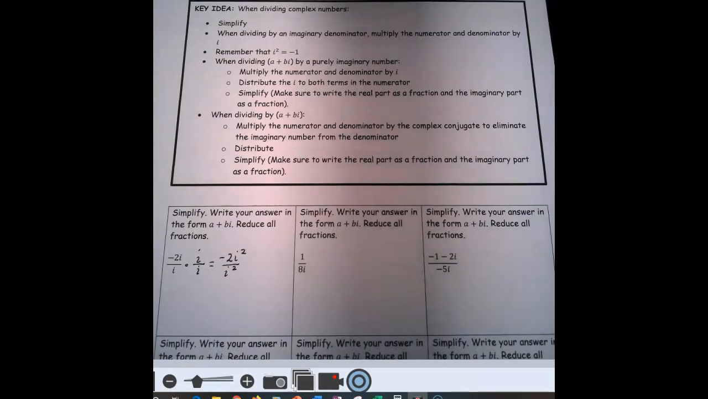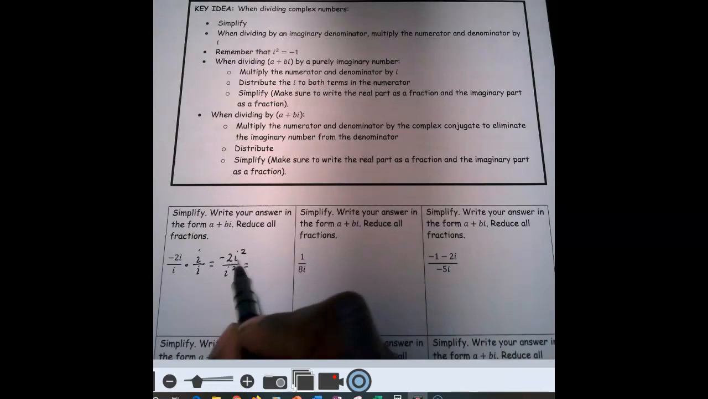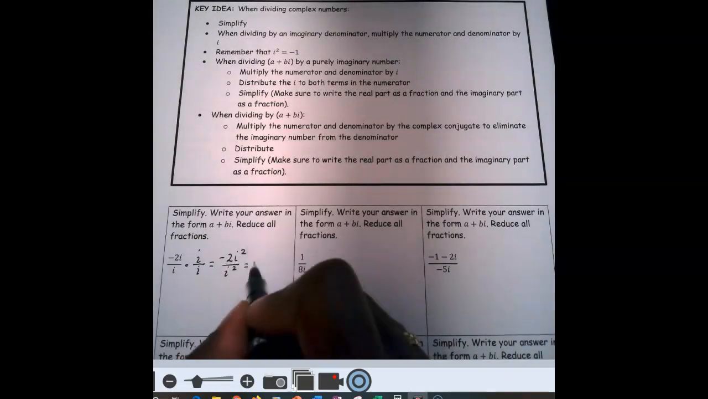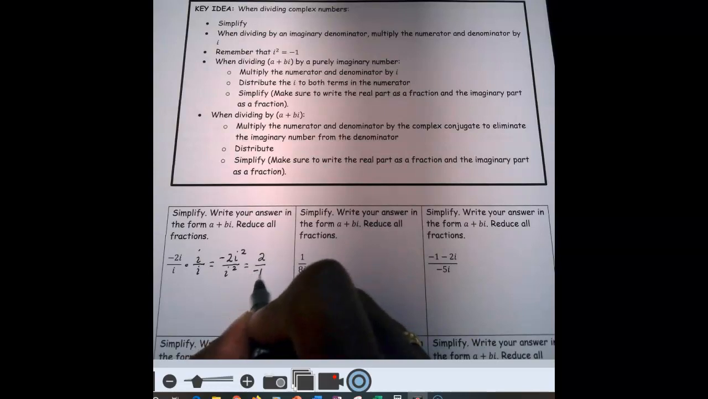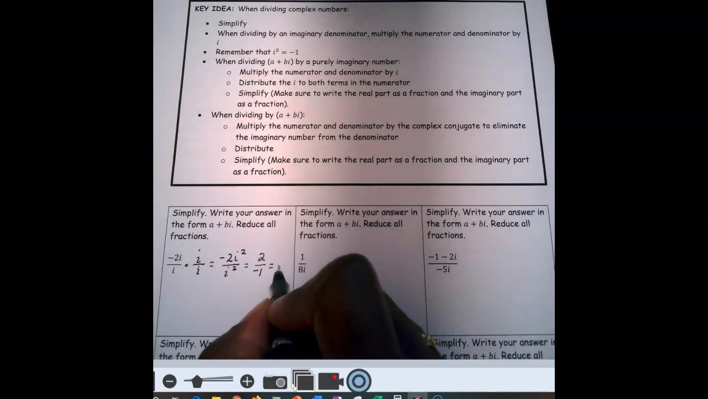Now, actually, I'm going to do this two ways. Here I've got -2 multiplied by -1, because remember, i squared is -1. That gives us 2. i squared, again, is -1. So I end up with the answer of -2.